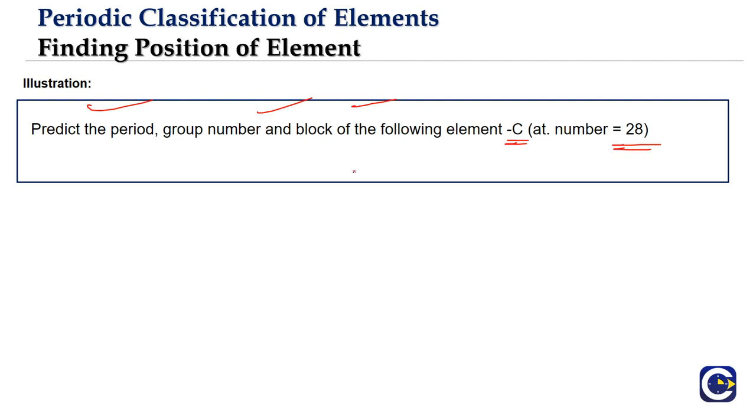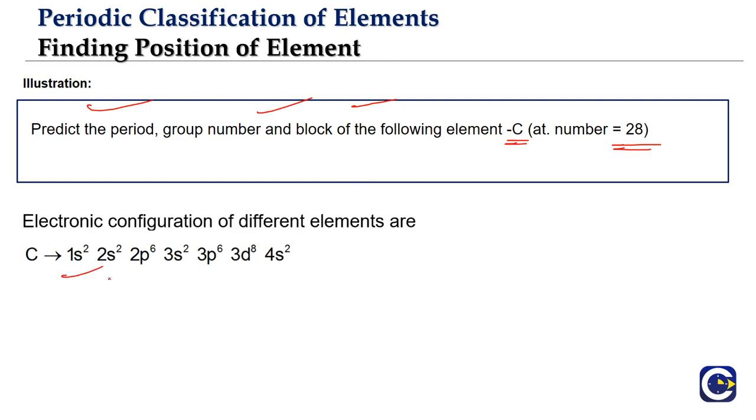Okay. So 28 means we will write the electronic configuration first. What is it? 1s2, 2s2, 2p6, 3s2, 3p6. See after 3p, look at this. What is the arrangement? 1s, 2s, 2p, 3s, 3p, 3d, 4s, 4p.